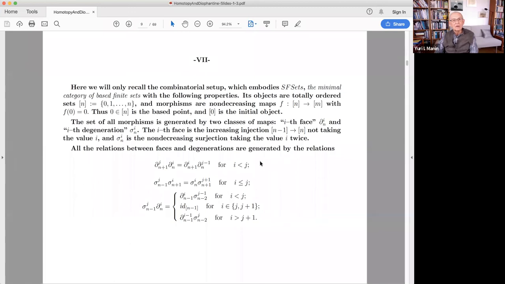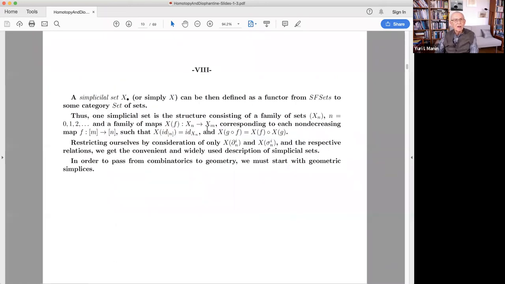And although there are many, many relations between them, if you check in a concrete situation, only this list of relations, quadratic ones, so to speak, then all of them are generated by them.